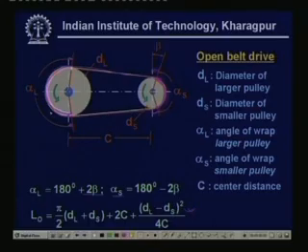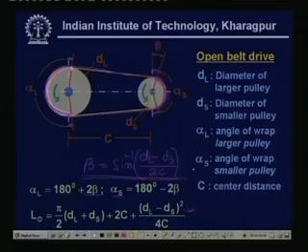Here, this beta angle, which has been shown over here, is nothing but sine inverse of (DL minus DS) by 2C, taking this as the bracketed term. This is the value of the angle beta, which you can easily verify from simple geometry.